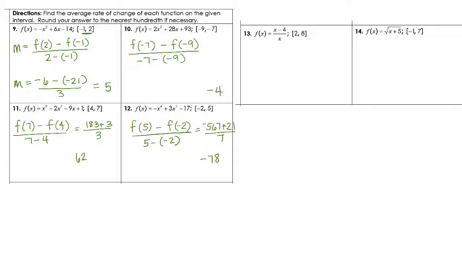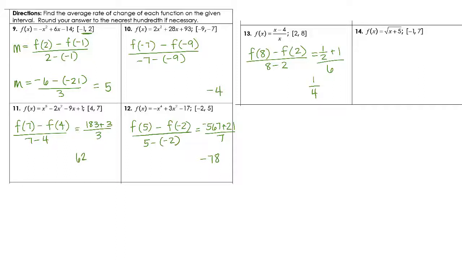Number 13, more of the same. Again, this process doesn't change. We're still looking at f at 8 minus f at 2 all over 8 minus 2. And f at 8 is going to give us 4 over 8, so 1/2, minus, and on the other side we're going to get a -1, so that's going to become +1 over 6, and so that's going to give us 1/4.